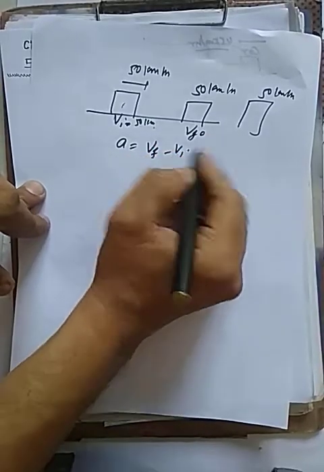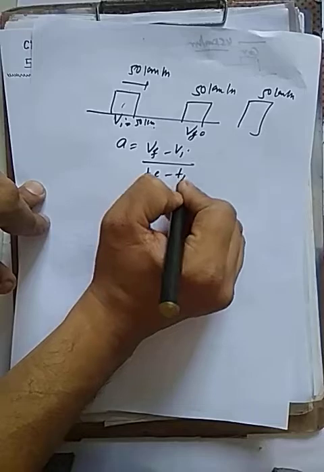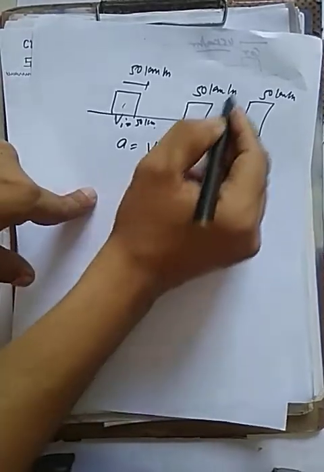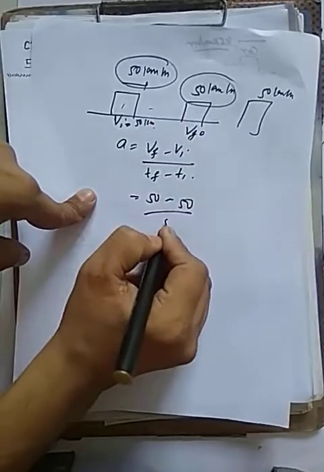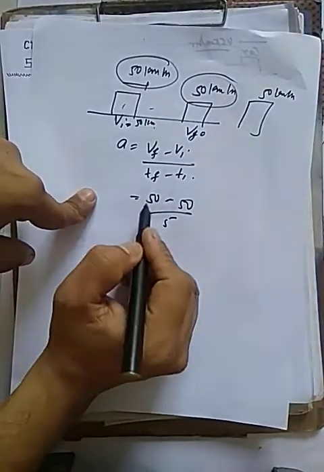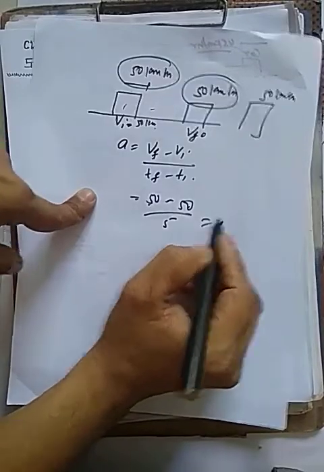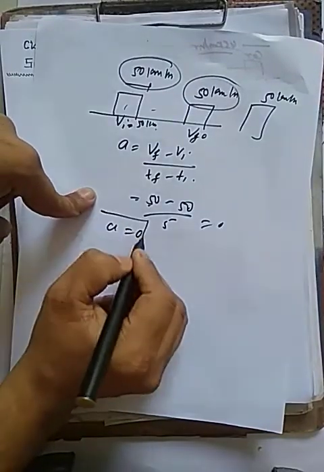Final minus initial, upon time. This is the formula. So final velocity is 50, put it here 50. Initial velocity is also the same 50. Time it takes is 5 seconds, so put it here 5. Now 50 minus 50 is how much? 0. Means our acceleration is 0.